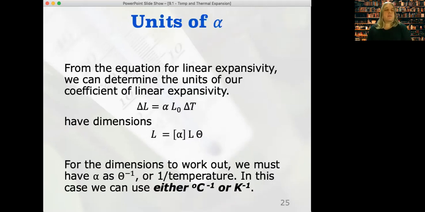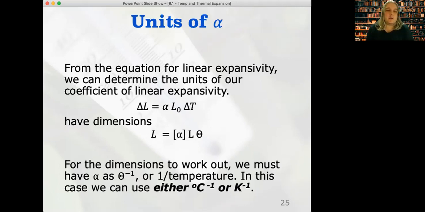Units of alpha. From the equation, we can see what the units must be. If you've got a change in length, that's going to be a length dimension, and you've got an original length on the right-hand side, that's a length dimension. So we've already got the units balancing with those two values. So we've got a delta T and an alpha, and they have to cancel. Delta T is obviously going to be in temperature units, so Kelvin, and alpha, therefore, has to be the inverse of that. It's got to cancel those Kelvin out, so it'll be Kelvin to the -1.